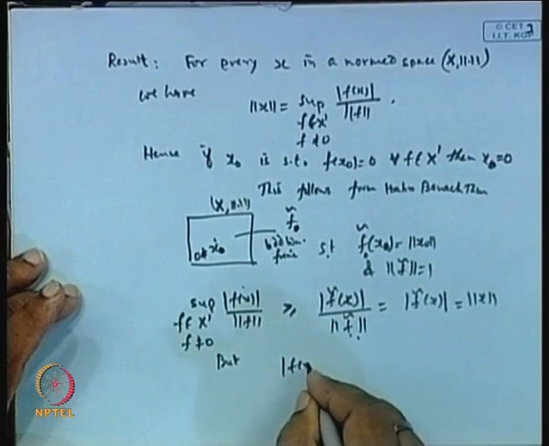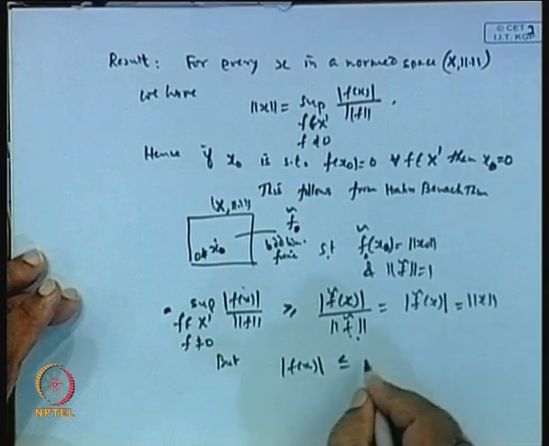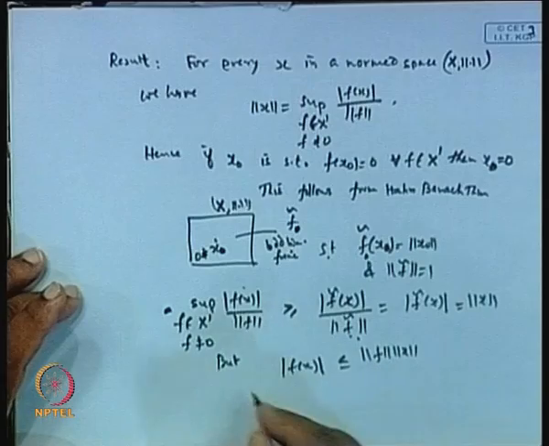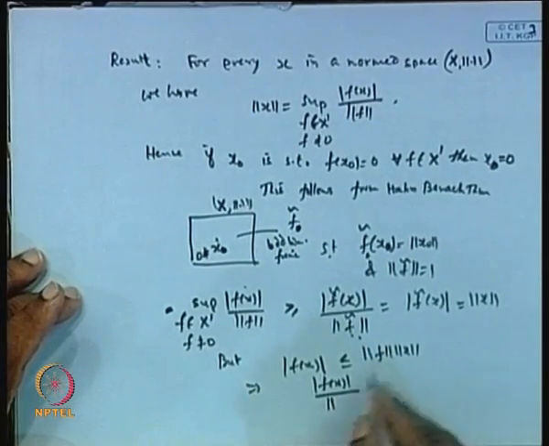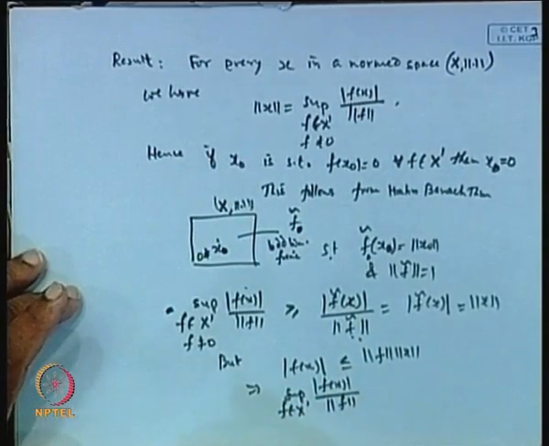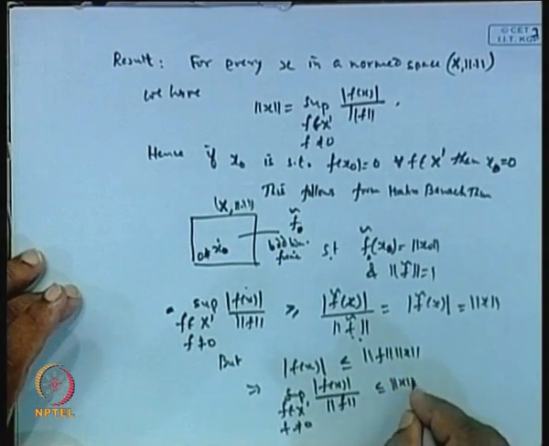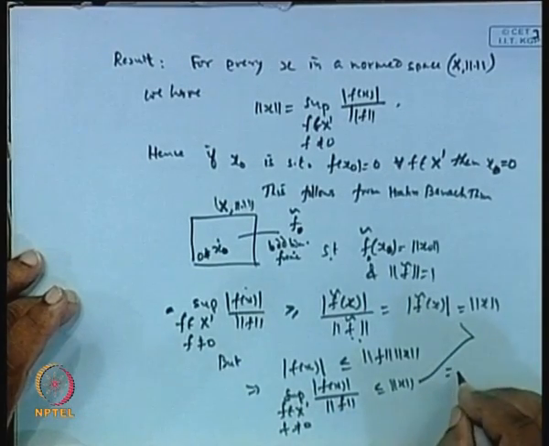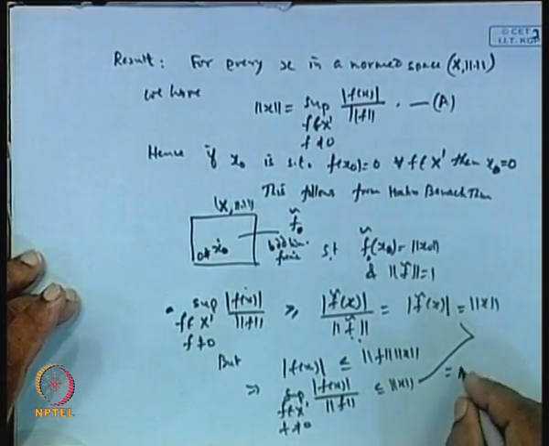But mod of f x is less than or equal to what? Norm of f into norm of x. So, this implies mod f x over norm of f, with the supremum taken over all f belonging to the dual, f not equal to 0, will remain less than or equal to norm x. So, combining these two, we get that this lemma is true, that A follows.